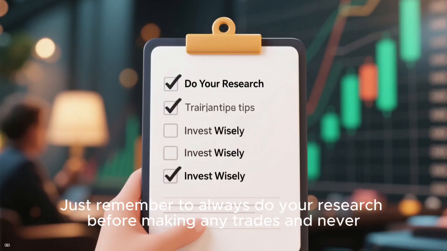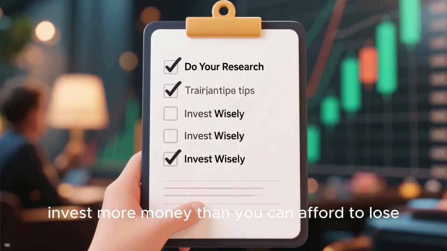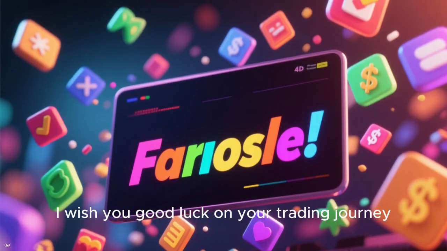It's not going to make you rich overnight, but it can help you to make some extra money on the side. Just remember to always do your research before making any trades and never invest more money than you can afford to lose. With that being said, I wish you good luck on your trading journey.